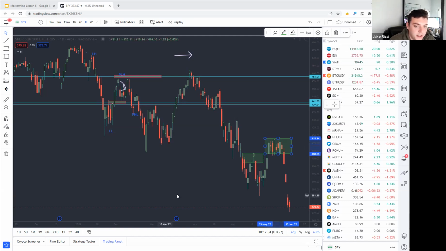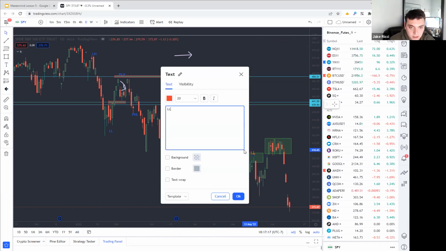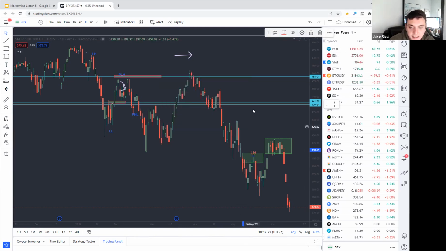Pull back on a downtrend, then range. Okay. I don't think that's wrong. Consolidation on the higher time frame. For me, what I am looking at is this ends up being an LH. This ends up being a lower high.